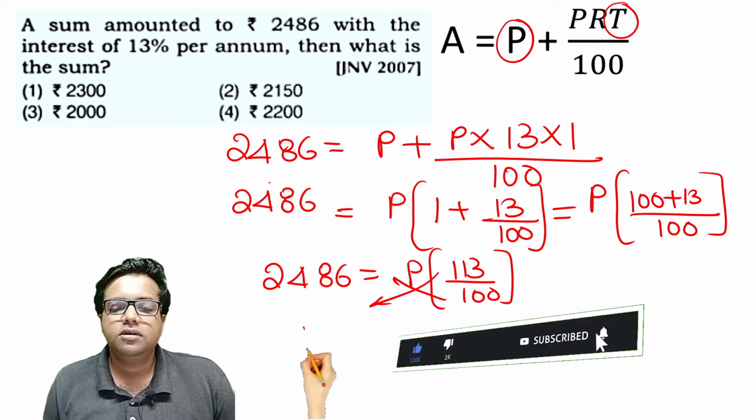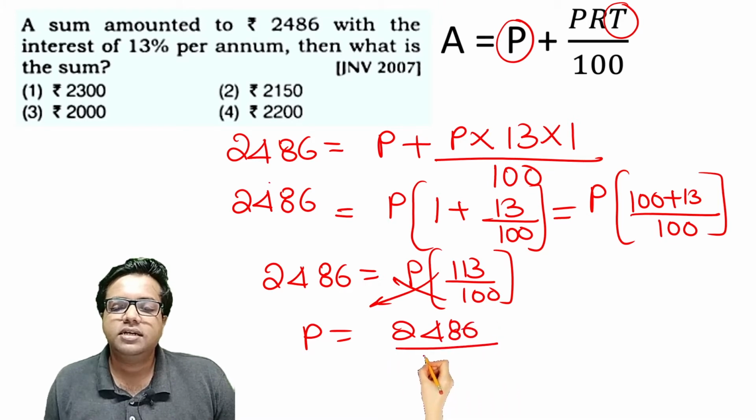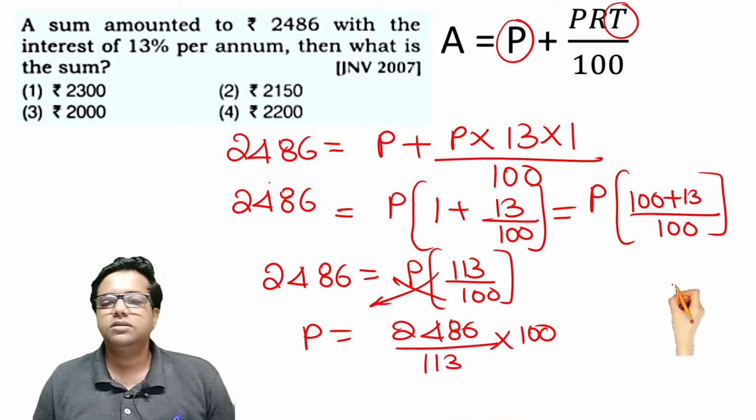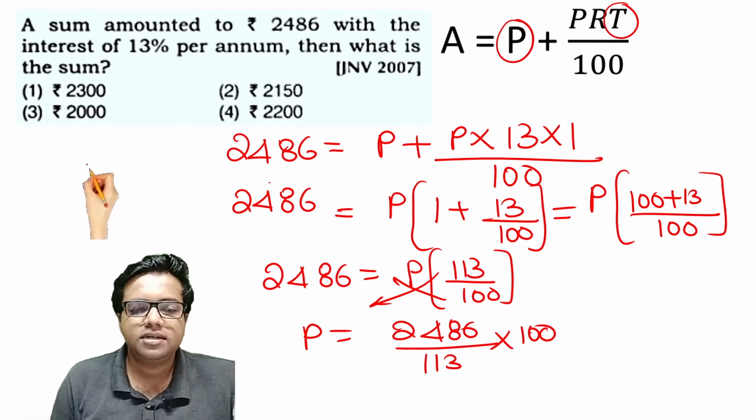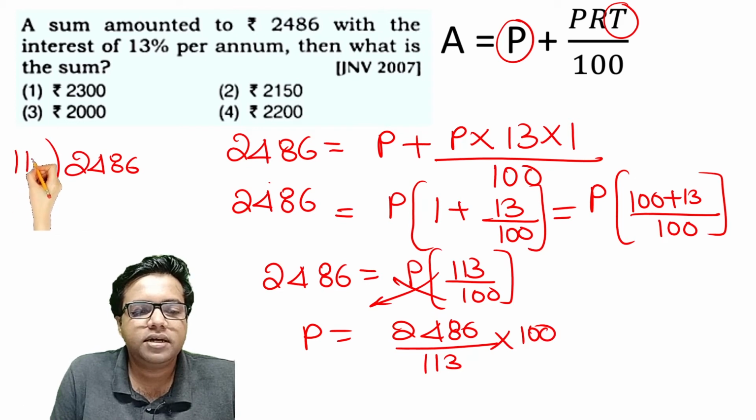So therefore P will be equal to 2,486 divided by 113 into 100. This is what you get. Let's divide 2,486 with the help of 113.